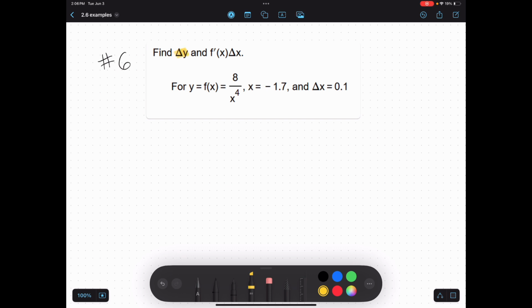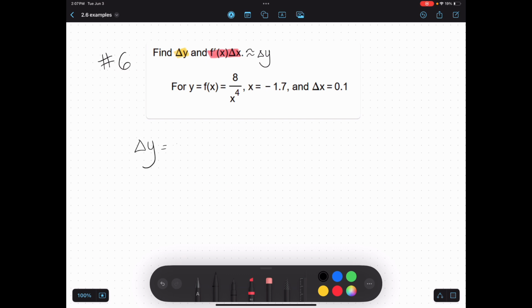Delta y represents the exact change in your y values. How exactly did y change when I changed x? But f prime of x times delta x, remember, is just my way to approximate that value. It's not going to be the same because it's just an approximation using the derivative. So let's start with delta y.